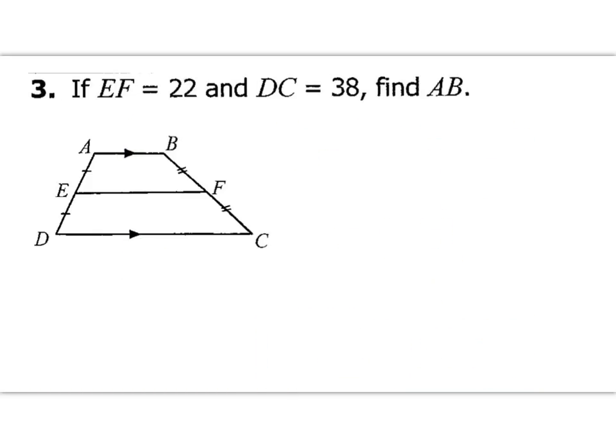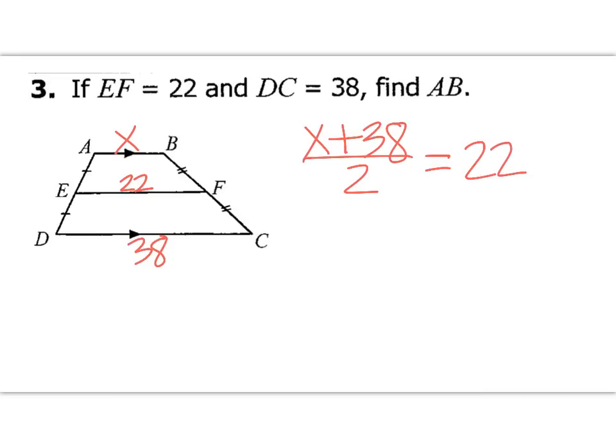Number 3, if we're given that EF is 22, so we're given the midsegment, and we're given that DC is 38, we want to find AB, so let's call AB X. Now we know how to find the midsegment. We add the two bases together and divide by 2, and that's going to give us the midsegment. So if we add the two bases together, X plus 38, and divide it by 2, we're going to get the midsegment, which we know is 22. This is how we would set up this problem. And then we just want to solve for X.